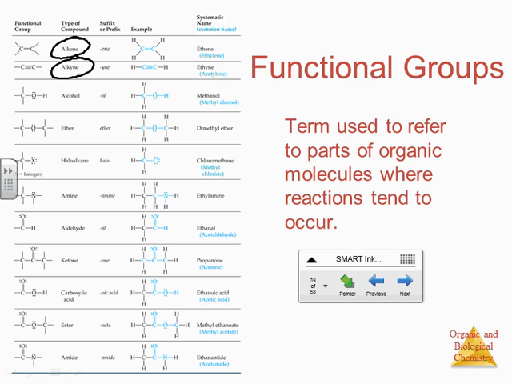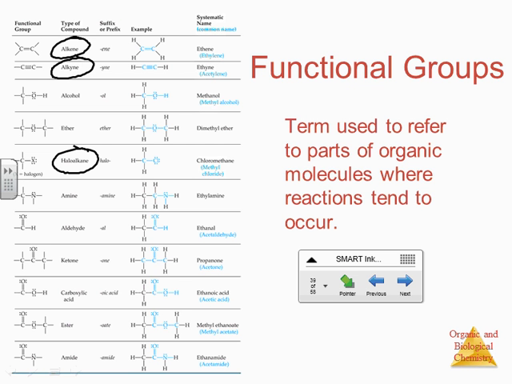The other one that I don't think that we actually go over in any detail is the haloalkanes right here. But that's fairly simple. You've got a carbon-carbon chain and then you have some sort of halogen attached to it. So it could be a chlorine, it could be a bromine, any of the halogens, fluorine, iodine. When you have those attached to a carbon, it's called a haloalkane.